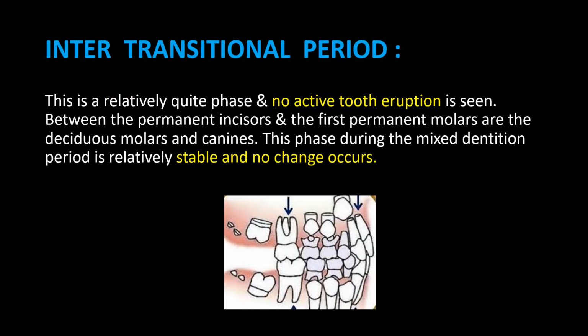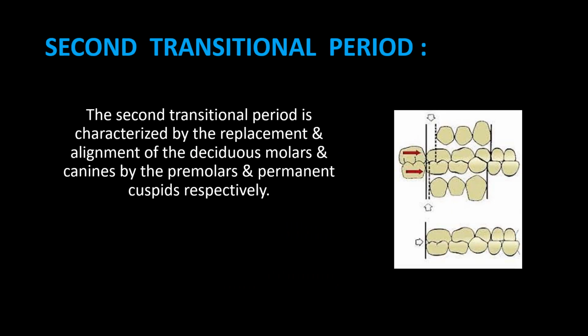Intertransitional period. This is a relatively quiet phase and no active tooth eruption is seen. Between the permanent incisors and the first permanent molars are the deciduous molars and canines. This phase during the mixed dentition period is relatively stable and no change occurs. The second transitional period is characterized by the replacement and alignment of the deciduous molars and canines by the premolars and permanent cuspids respectively.